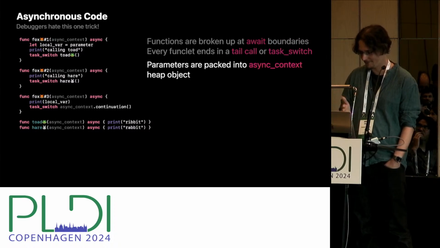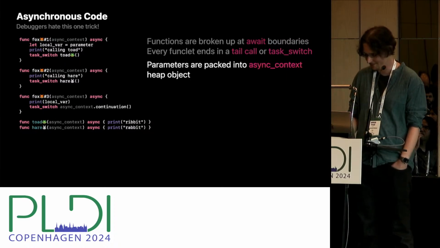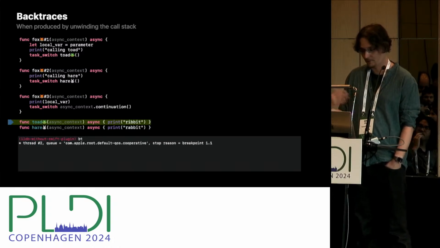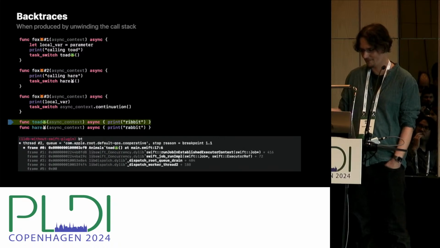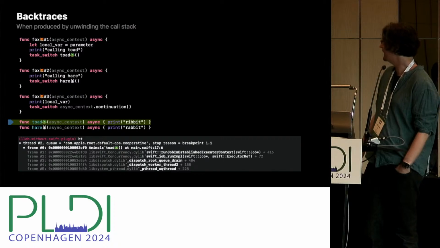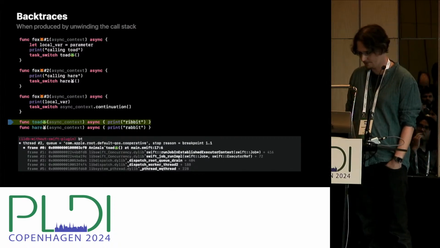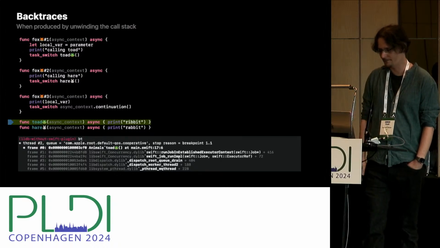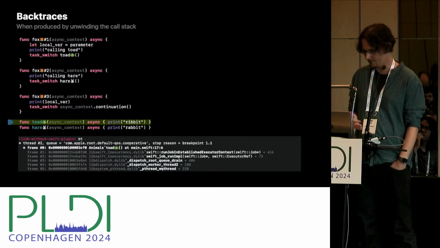Function parameters are packed into a heap object called the async context, and if we ask a debugger to produce a backtrace here, it will unwind the call stack and tell us that this function was dispatched on a new thread by the Swift concurrency runtime. That is technically correct, but completely useless. Under the hood, there's a lot going on. The language design hides all this complexity, but if the tooling doesn't match, the metaphor breaks down.